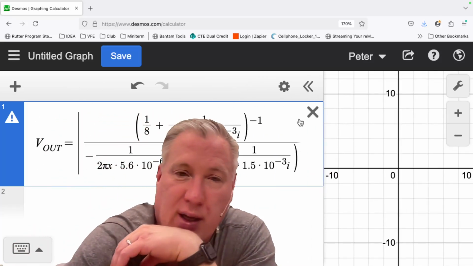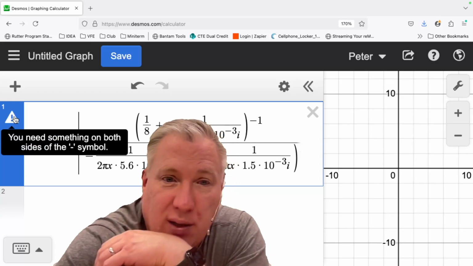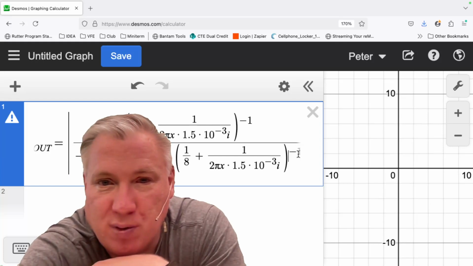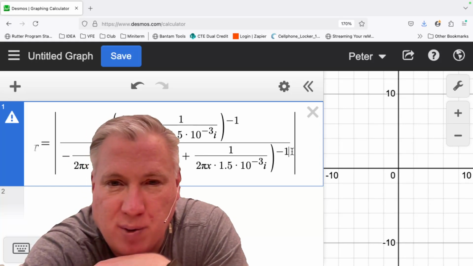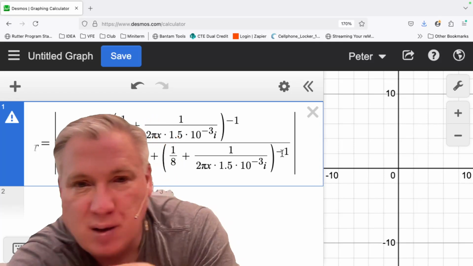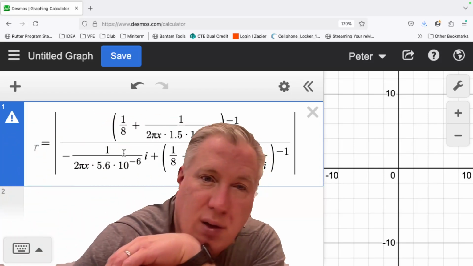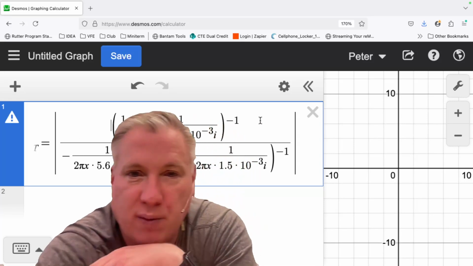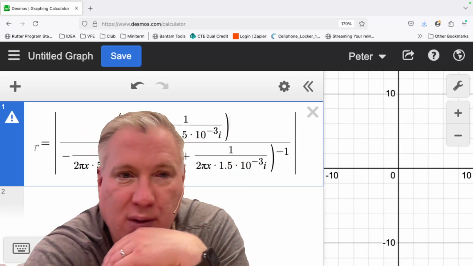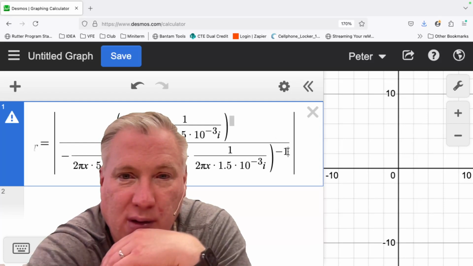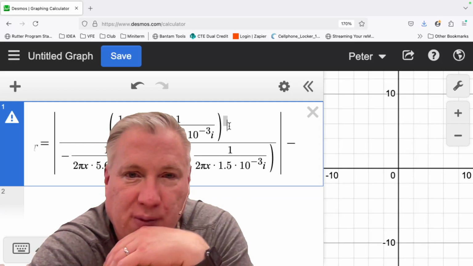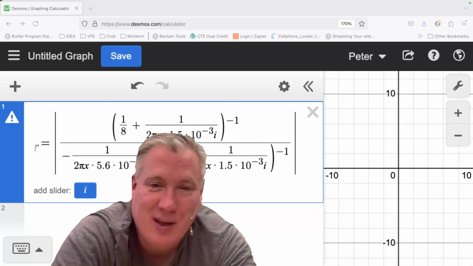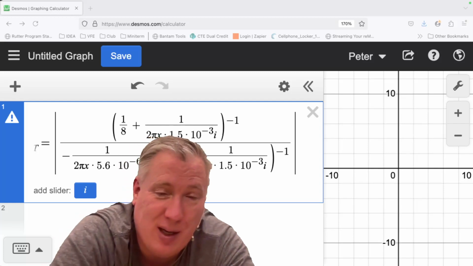Okay, and what does it say I just did? You need something on both sides of the minus symbol. Oh, did I not put a 1 in there? Okay, now I'm freaking out. Where did I do that? Where did I go wrong? I'll figure it out. Okay, I'm going to pause. Okay, so my whole problem was at the very end of the equation, somehow I'd gotten a minus in there. I don't know where it came from, but it was in there.